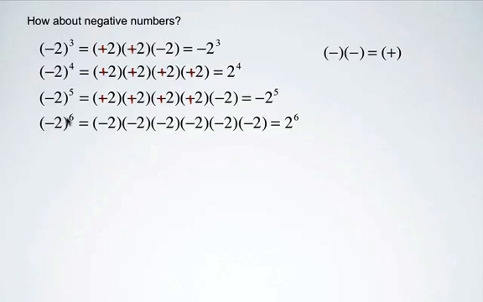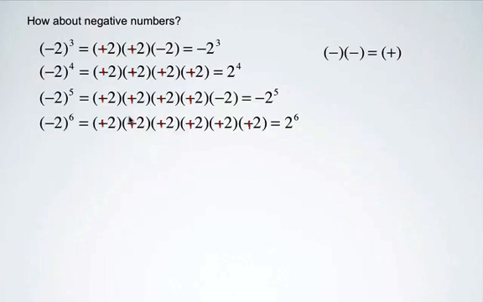Negative 2 to the 6. We start off with a negative 2. We multiply it by a negative 2 and it becomes positive. We take that positive number, multiply it by the negative, we get a negative. Times the negative, we get a positive again. Times a negative, we get a negative. And finally, another negative will make it positive.